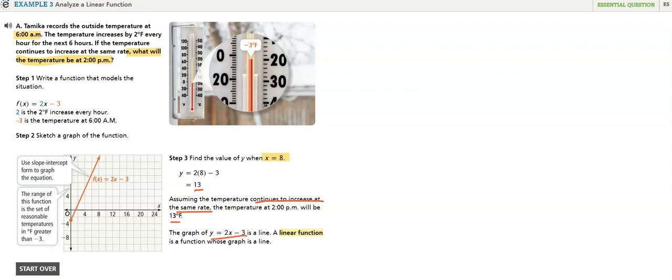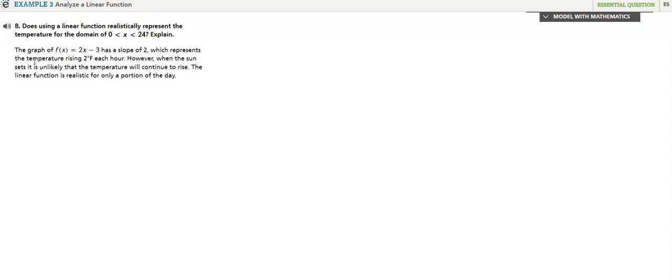The graph y equals 2x minus 3 is a line. Therefore, now remember, highlighted words here mean vocabulary. We need to write this down. That means that this function is a linear function, which is a function whose graph is a line. Continuing to analyze this linear function, we're going to question if this linear function realistically represents the temperature of that word problem.